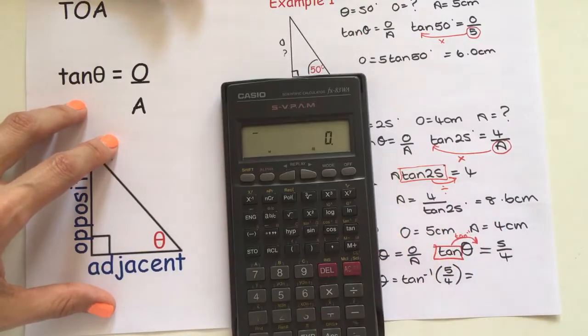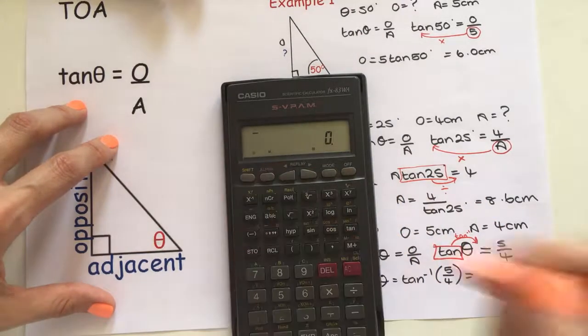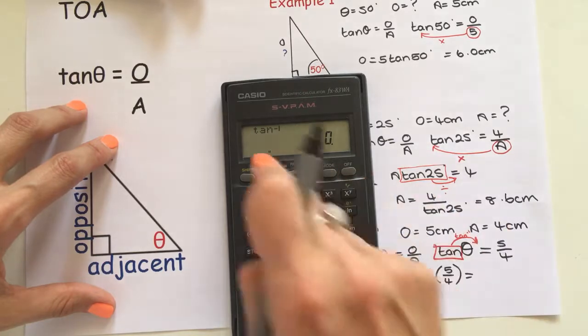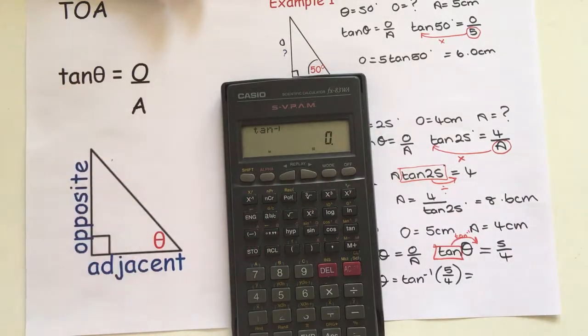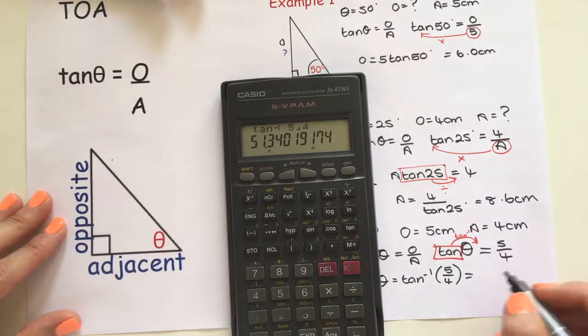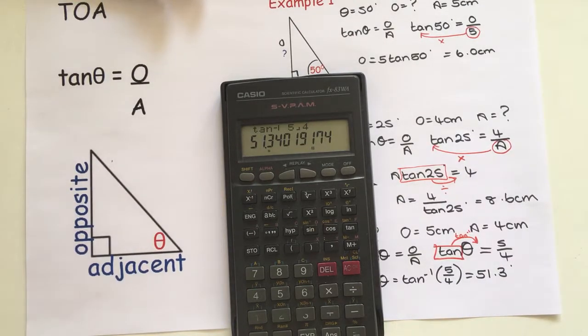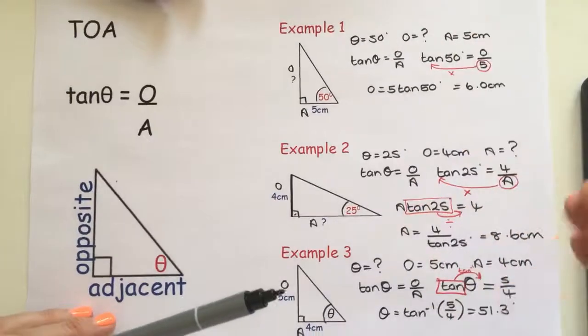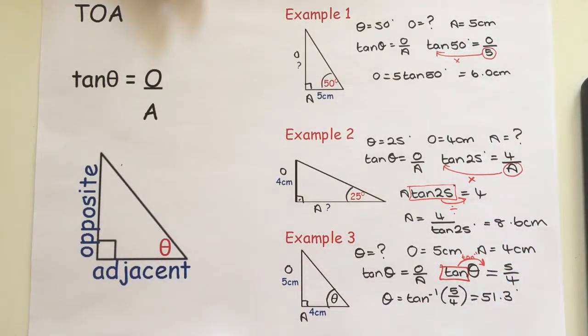Again, as in previous videos, to find the inverse, we press shift and then in this case tan, so it gives tan to the -1. If you've got a Spanish calculator, it probably says arc sin, arc cos, arc tan instead of tan -1. And then 5/4 equals 51.3 degrees. So 3 different examples, all using tan theta equals O/A, but just for finding different values within theta, O and A.